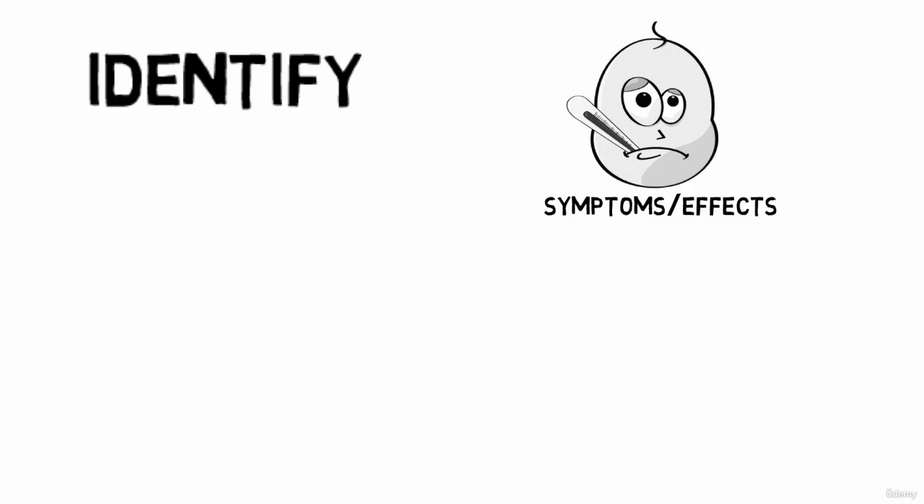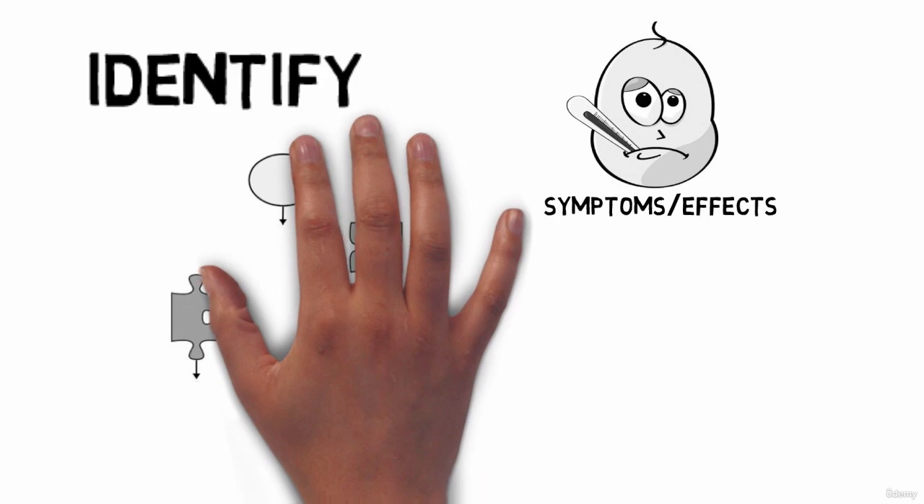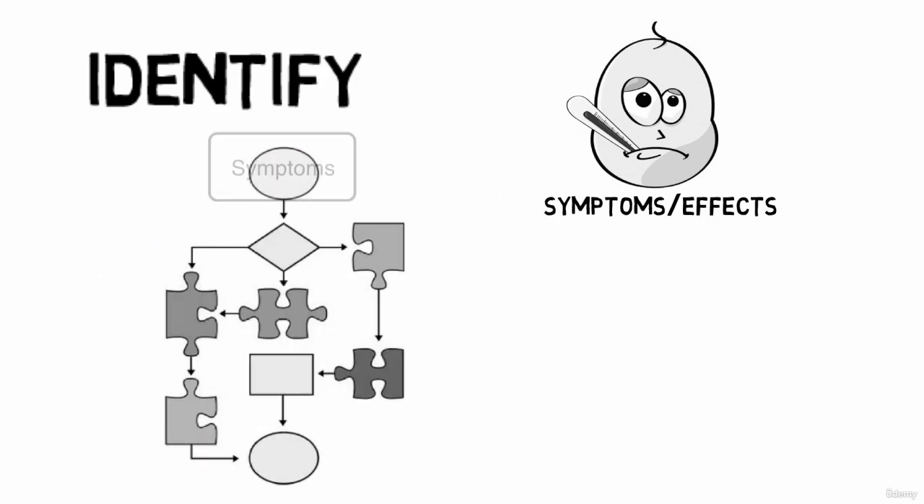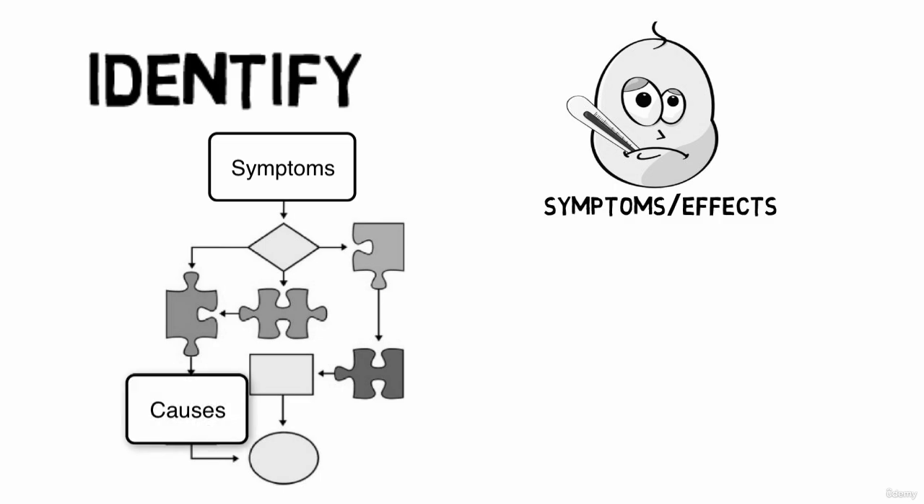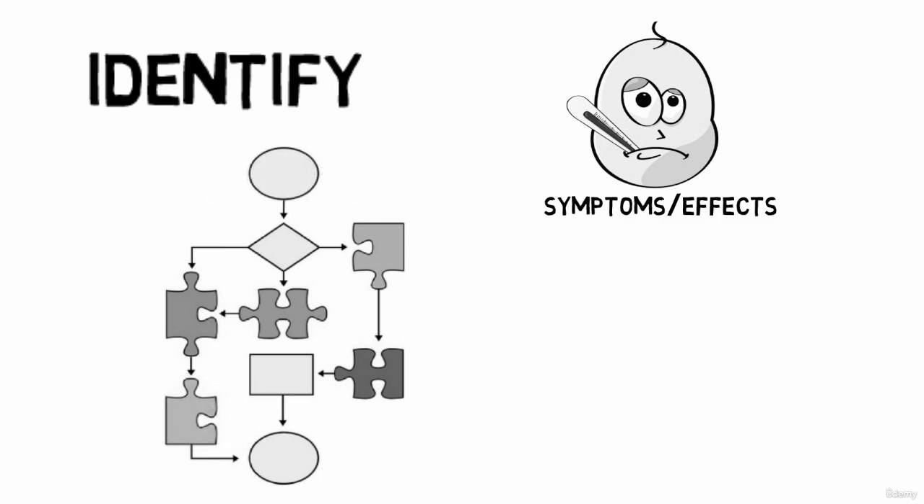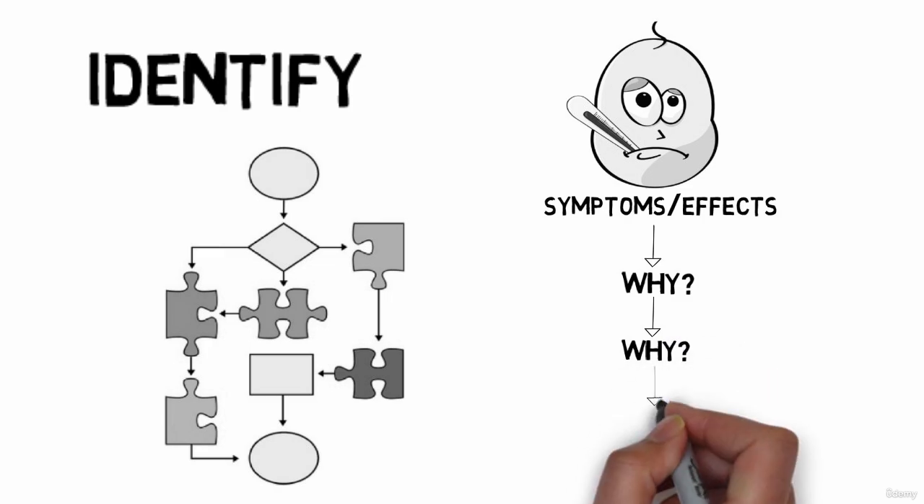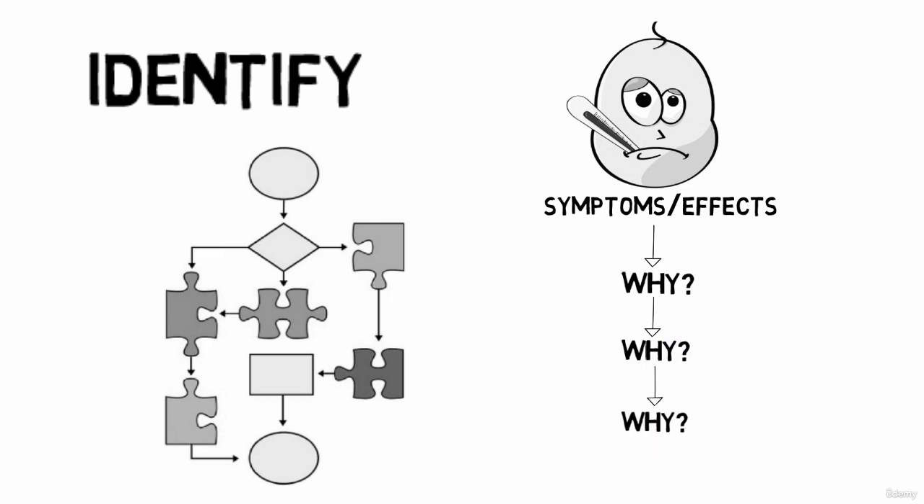Oftentimes, problems are like puzzles with pieces that interconnect and overlap, forming a system. This can make it difficult to separate symptoms from the underlying root causes we need to address. To identify root cause or causes, a common method is to ask ourselves why. What is causing the symptom? With each answer, we ask ourselves why again. This creates a chain of responses, ending when we can no longer determine why something is taking place. The end of the chain is the root cause we need to address.